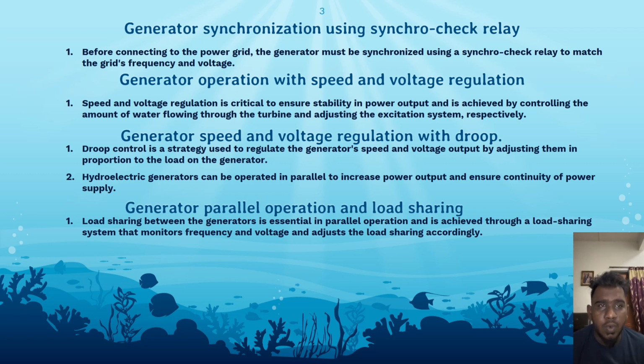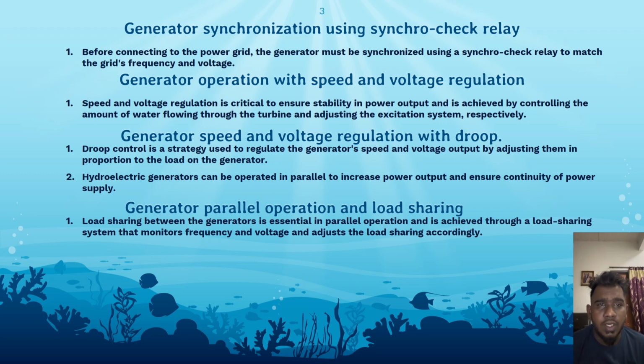Generator speed and voltage regulation with droop. Droop is a control strategy used in hydroelectric power generation to regulate the generator's speed and voltage output. In droop control, the generator's output is regulated by adjusting the speed or voltage in proportion to the load on the generator. For example, as the load on the generator increases, the speed or voltage output will decrease slightly, maintaining a constant frequency output.